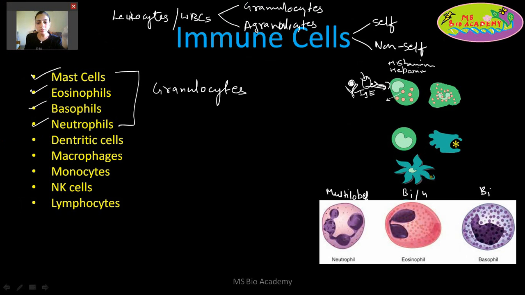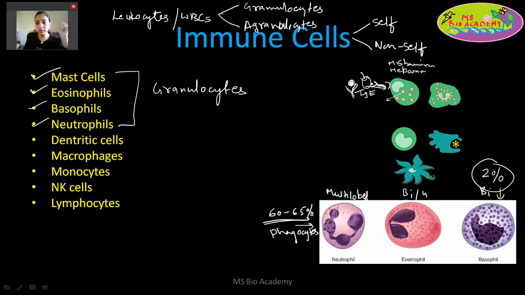The important points to remember about these three cells are that neutrophils are the most abundantly found WBCs circulating in the blood, around 60 to 65% of the total WBCs, while basophils are the least abundant, only around 2% in the circulating bloodstream, right? Moreover, neutrophils are basically phagocytes in nature, so they are going to phagocytose cells just like macrophages.